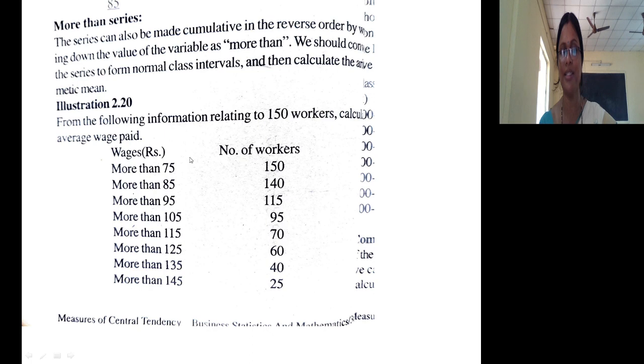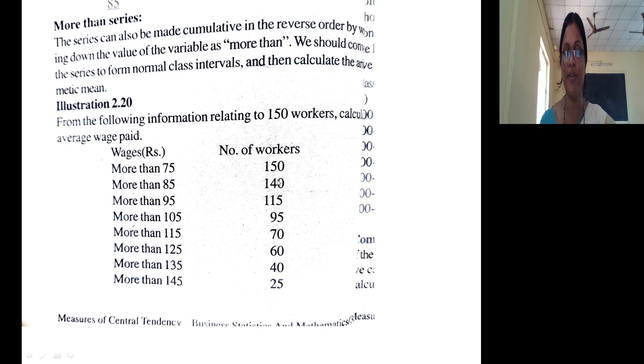The first class interval is 75 to 85. Next one, 85 to 95. 95 to 105. 105 to 115. 115 to 125. 125 to 135. 135 to 145. 145 to 155 only. You add only 10. So this is how you have to construct the class intervals, or reframe the problem.